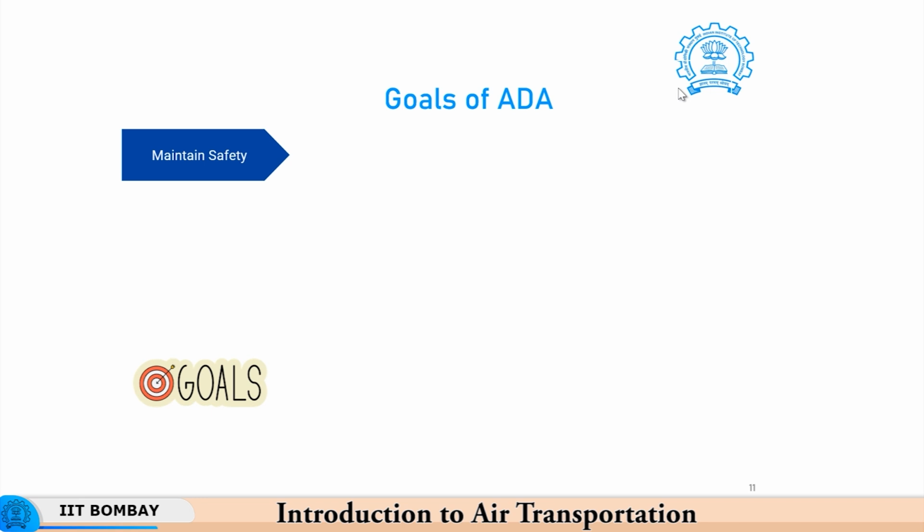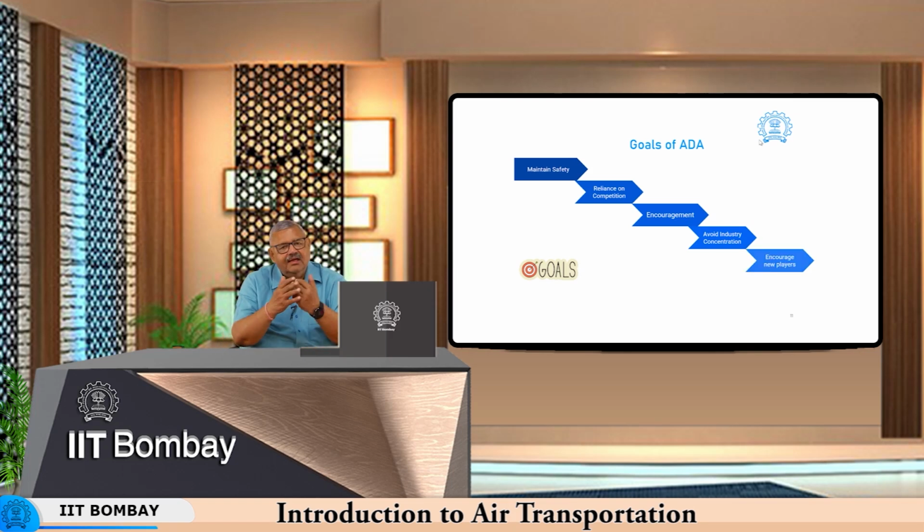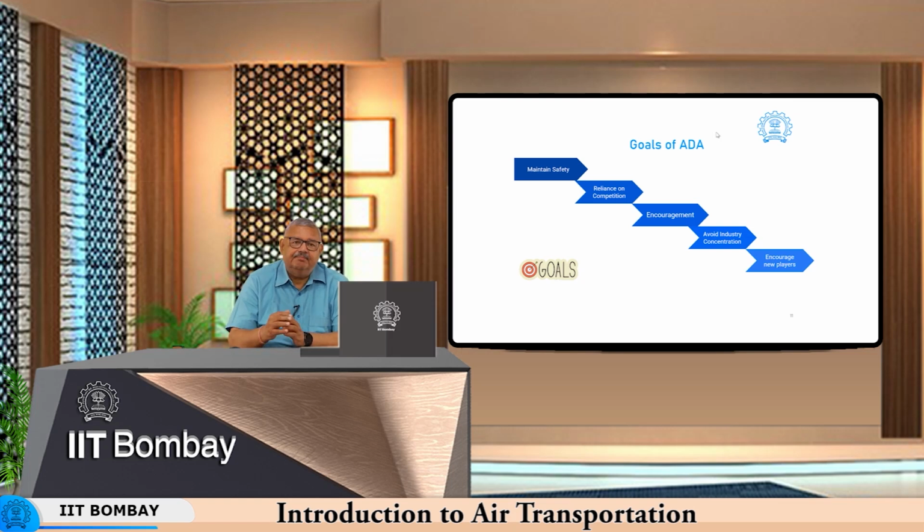One of the main aims of ADA was to maintain safety in operation of the aircraft. The second aim was to free the market from the diktats of CAB and to rely on competition, to encourage the growth of civil aviation and to remove the barrier of entry for new people entering the airline business, to avoid concentration of the aviation industry in few companies or few hands, so that it can be a uniform playing field, and hence to encourage new players to enter the market and compete, and may the best financial player win. That was the goal of setting up ADA.